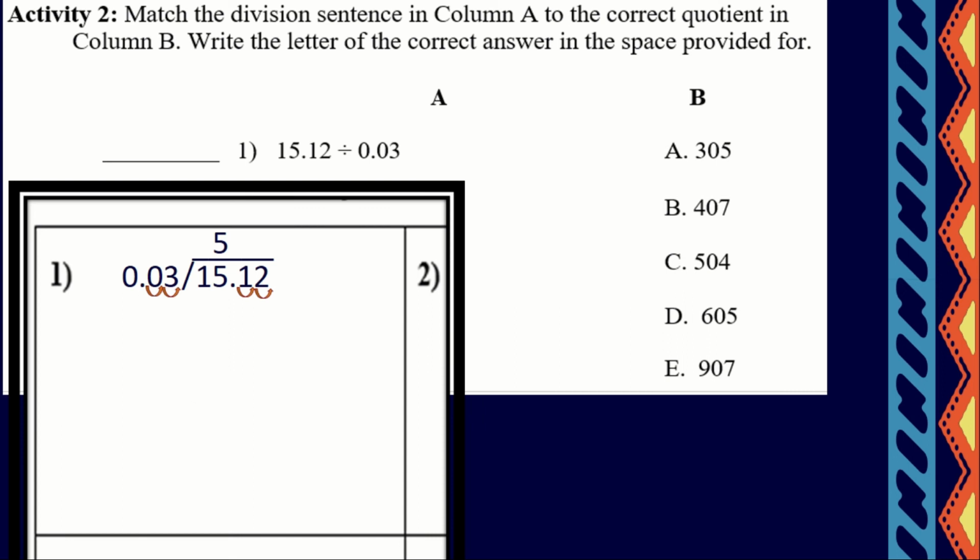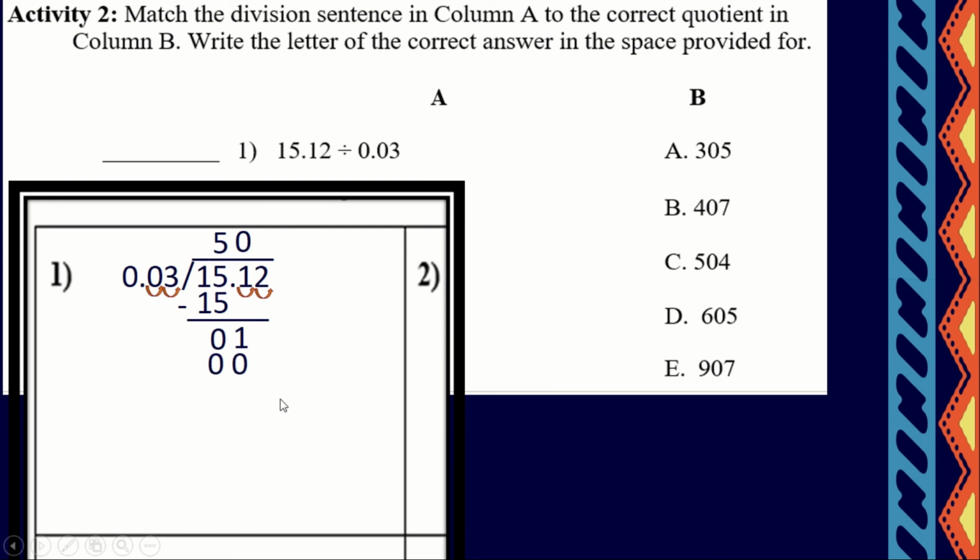So 15 divided by 3, we have 5. 5 times 3, we have 15. 15 minus 15, 0, bring down 1. Since you bring down 1, you have to write your answer here. So if it cannot be divided, you will write 0. Basta nag-bring down, kailangan may sagot. May sagot na sa dividend.